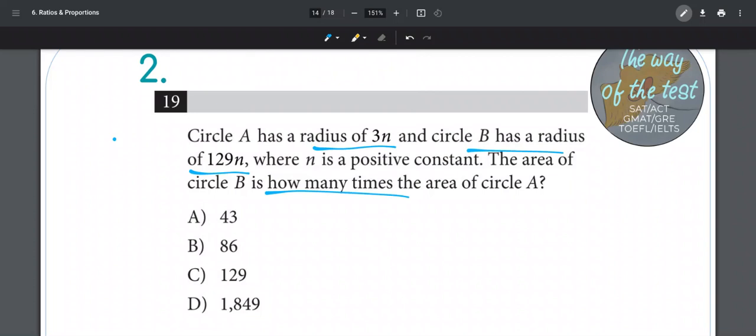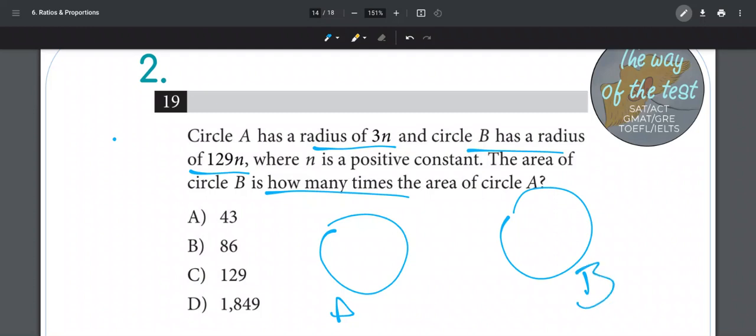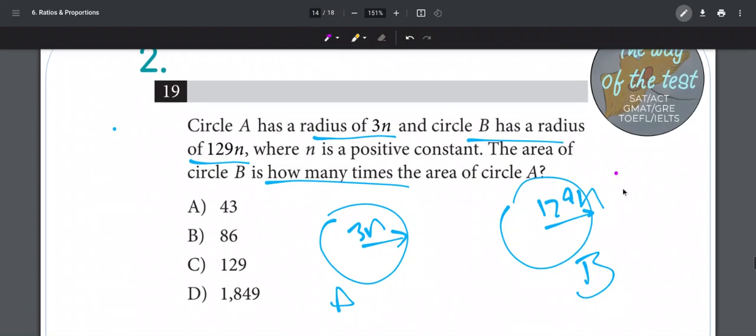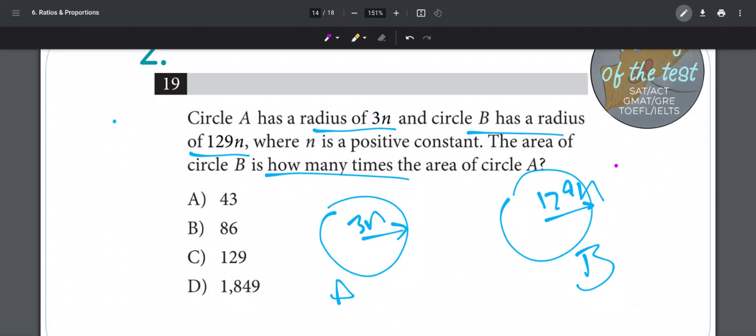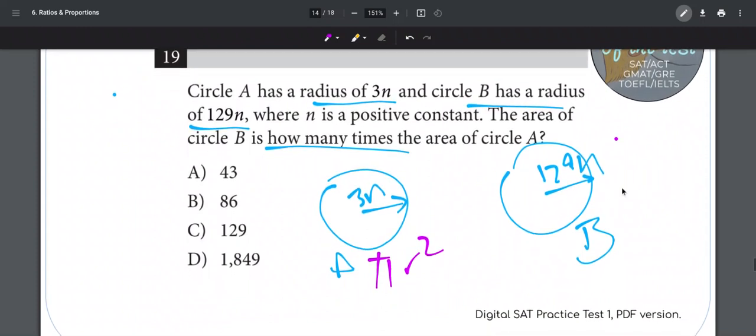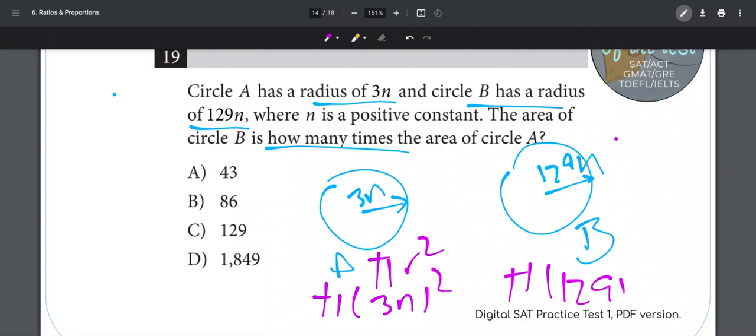So we're going to, in this case, draw the circles, right? We have circle A and we have circle B. So circle A has a radius of 3n and circle B has a radius of 129n. And then what we do is we find the areas. This is important that we find the areas and don't just divide the radius, right? The radii. We actually have to find the area. So the area is pi r square, right? So we have, in this case, the r is 3n, so we have pi times 3n square, and in this case, the radius is 129n, so it's pi times 129n square.